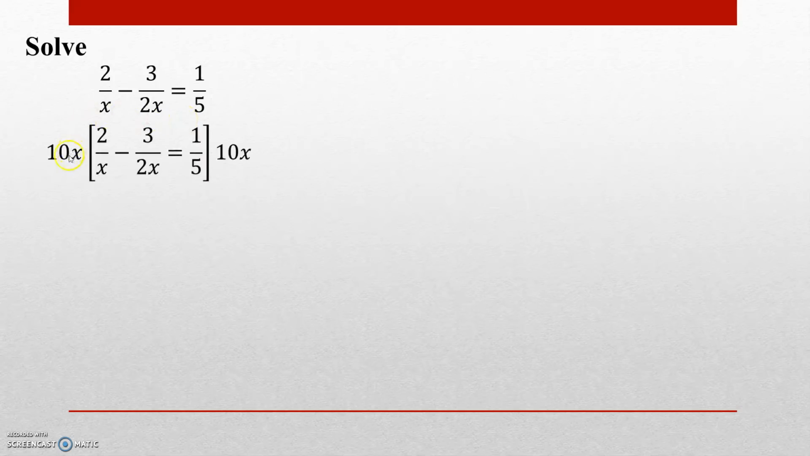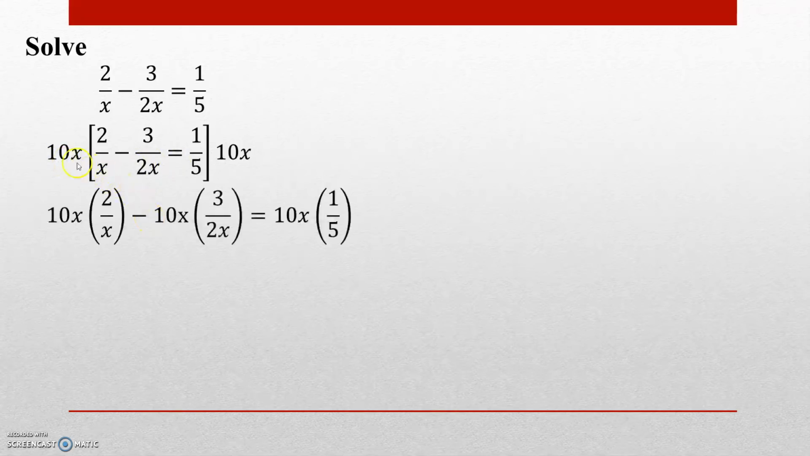And multiply siya in both sides or to both sides. So, let's distribute that one, this 10x here inside. So, 10x times 2 over x. 10x times 3 over 2x ito. Then, 10x times 1/5.